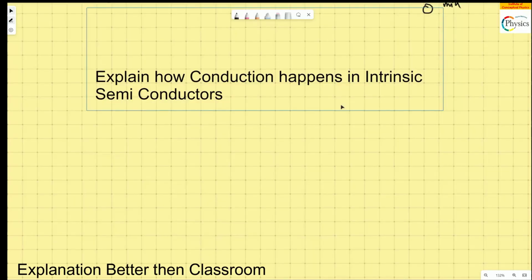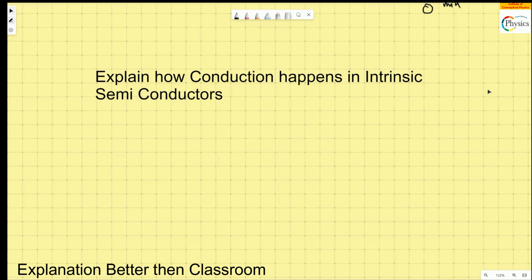All right, so a very important concept is being discussed today. This is a concept where a lot of students are weak, and I'm giving you the basics, but you must know these basics to strengthen your semiconductor chapter. So let's start with how conduction happens in intrinsic semiconductors.